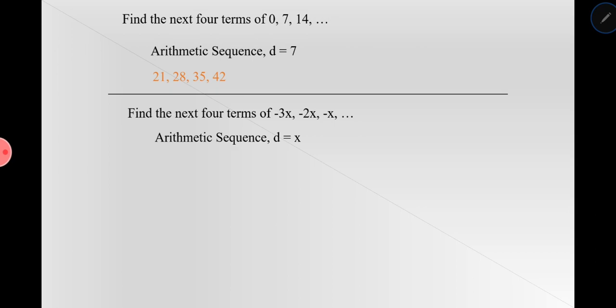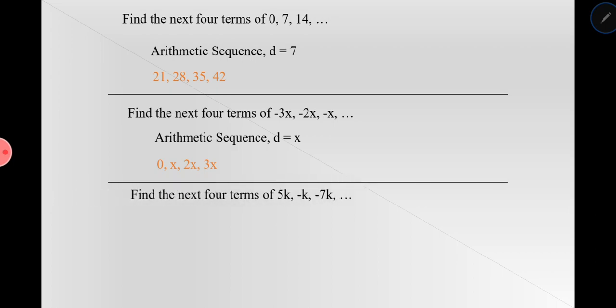So, the difference will be x. So, negative 2x minus negative 3x. So, we have x. So, the next 4 terms are 0, x, 2x, 3x.